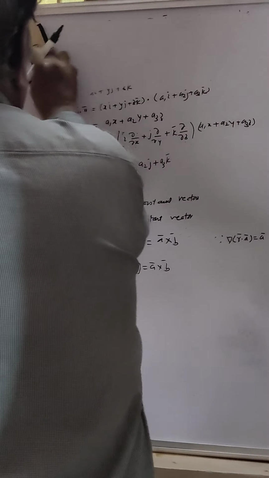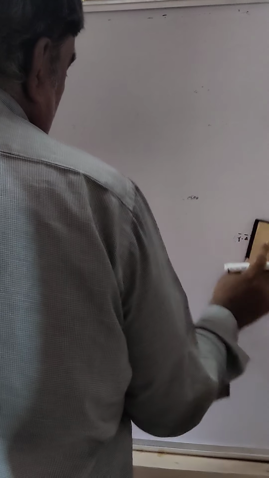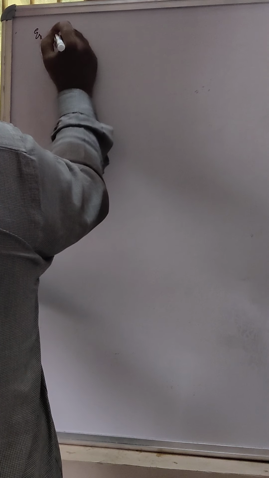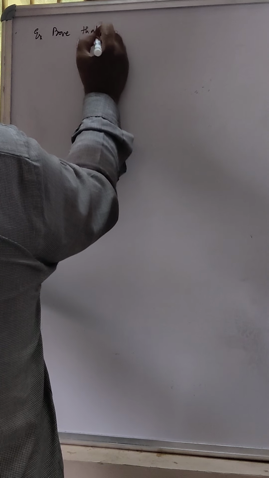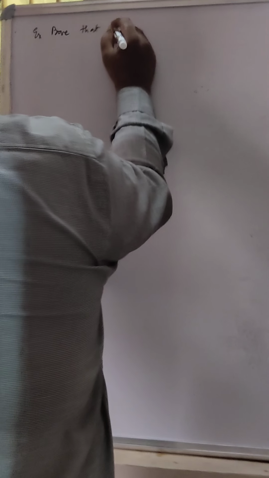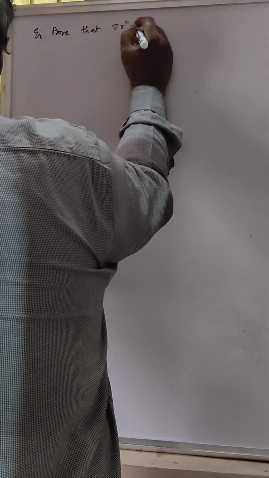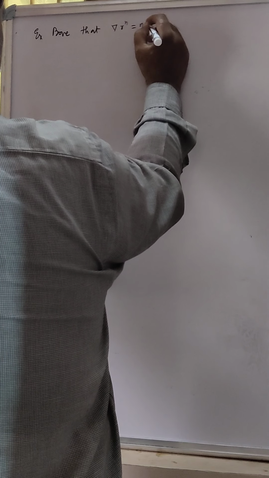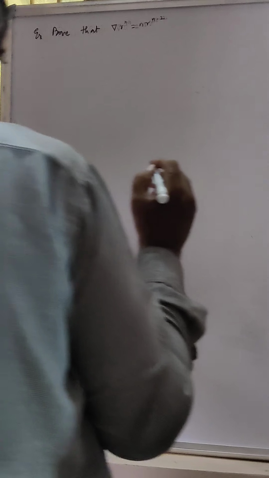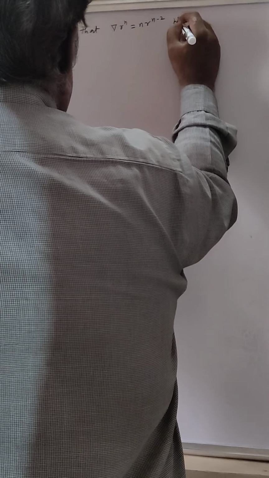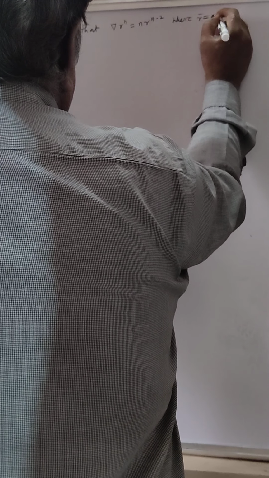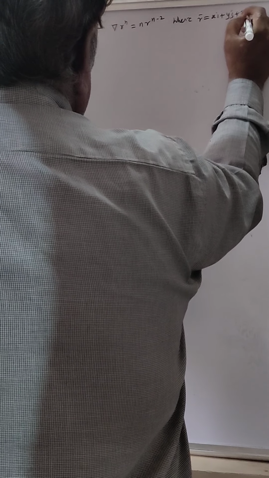Next example. Prove that del r raised to n is equal to n r raised to n minus 2 r vector, where r vector is equal to xi plus yj plus zk.